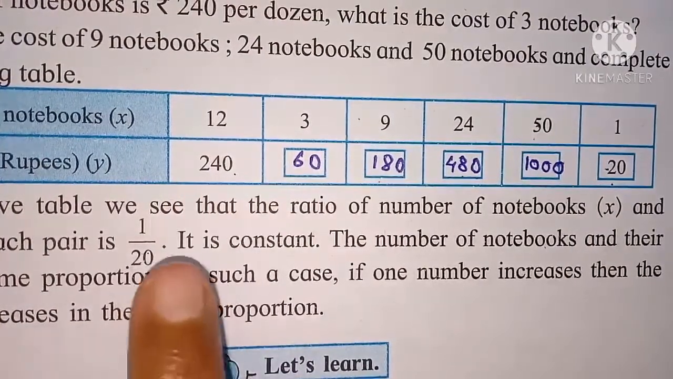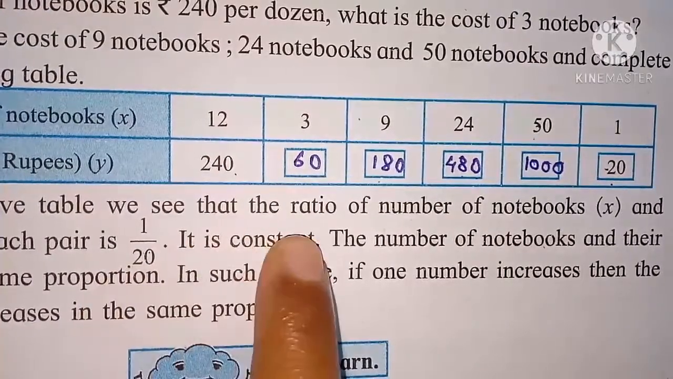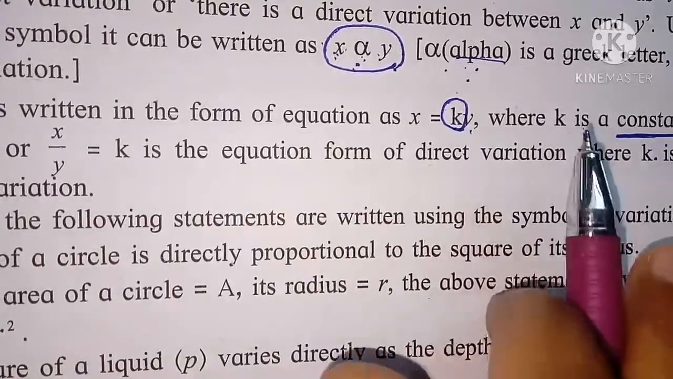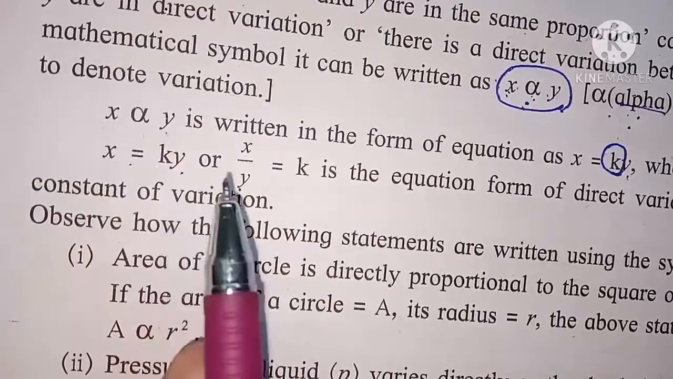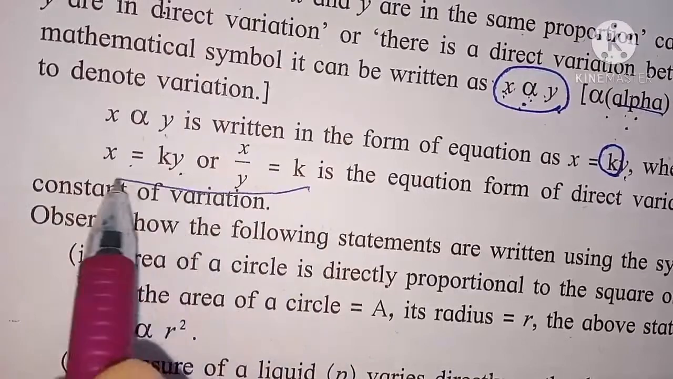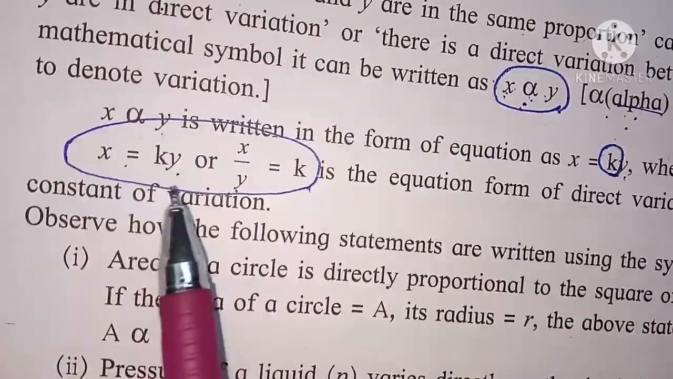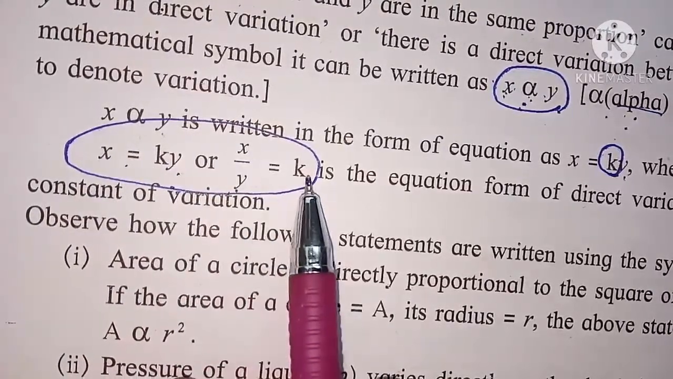So here in this example 20 is constant, and in the formula it is denoted by k. So here k is constant. Therefore, X is equal to kY, or X upon Y is equal to k. This is the formula for direct variation, that is X is equal to kY or X upon Y is equal to k.